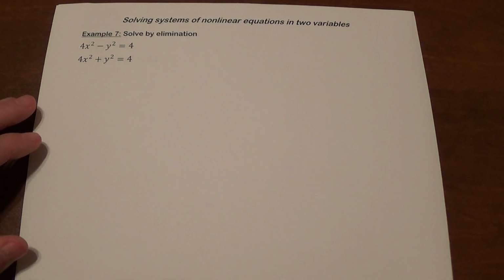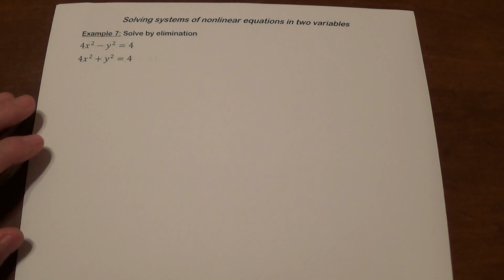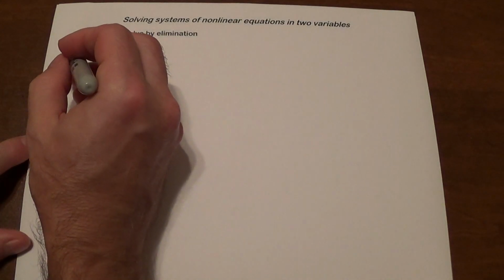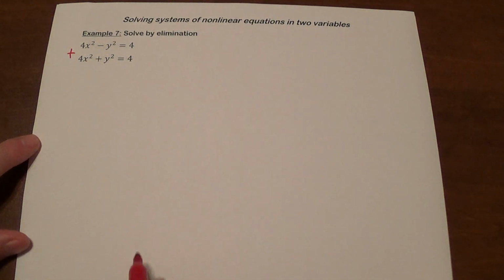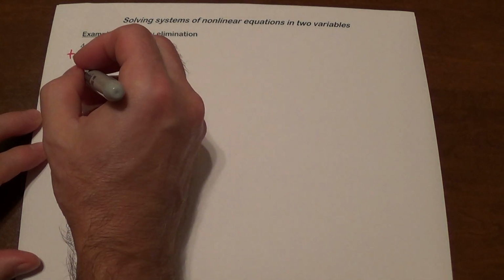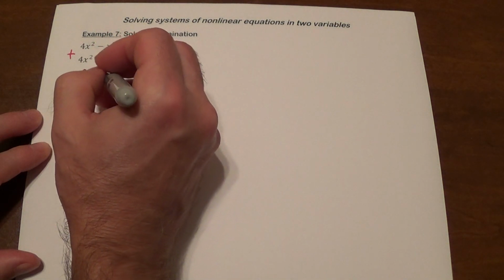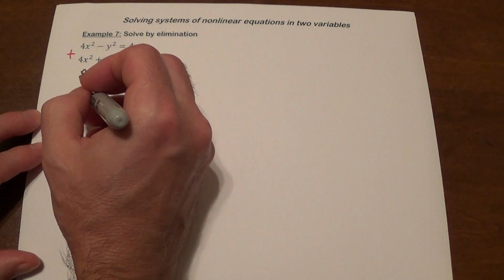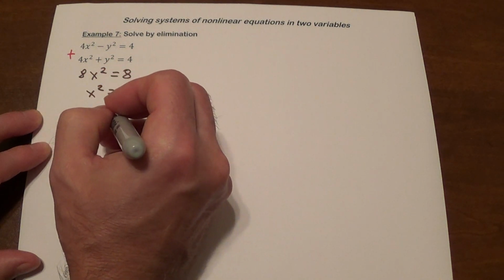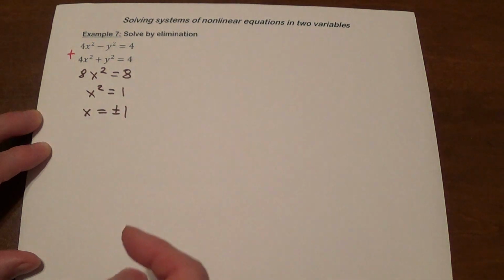This one is very similar. I would add them together, just like I did the previous problem. This way I will be canceling y squared. So what am I going to get here? I'm going to get 8x squared equals 8, which means x squared equals 1, which means x equals plus or minus 1.